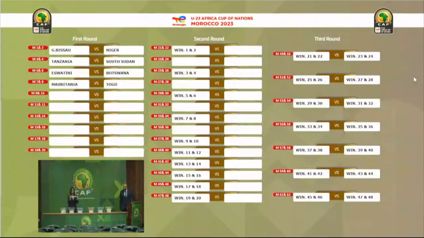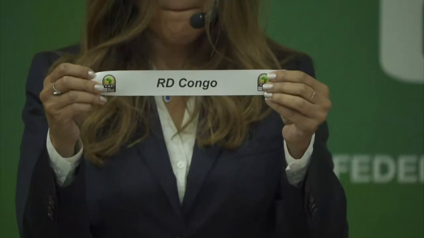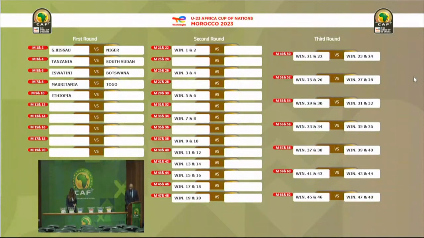Ethiopia will play matches 9 and 10 against the team that will be drawn now. RD Congo. The first leg will be played in Ethiopia and the second leg in RD Congo. We go now to pot C to draw the next two teams who will play matches 11 and 12.